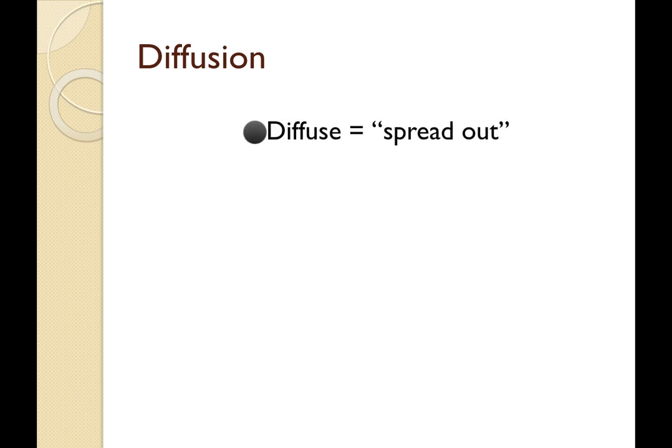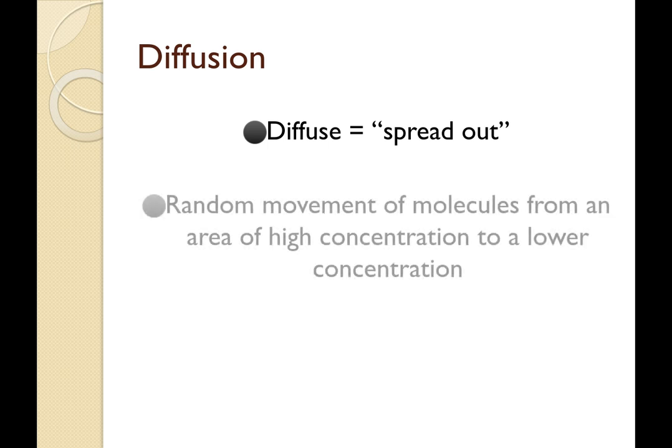The word diffuse means to spread out, which is something that we need all of you to do in the classroom, in the hallways, and out at recess. We've got to social distance. We need you to diffuse. We need you to spread out. In a cell, this is done by using the already random movement of molecules, and that's going to take us from an area of high concentration to an area of low concentration.